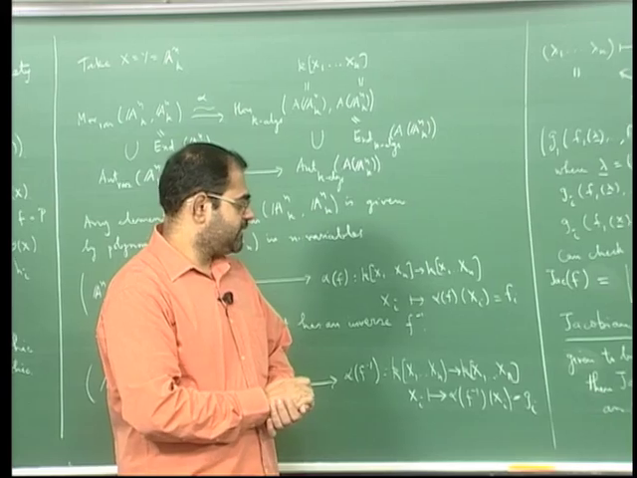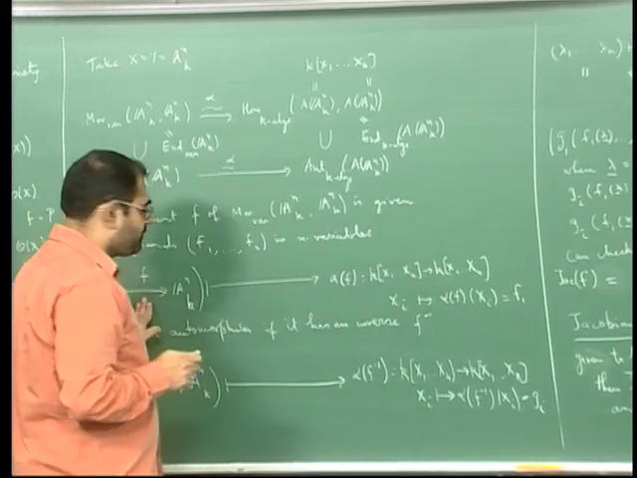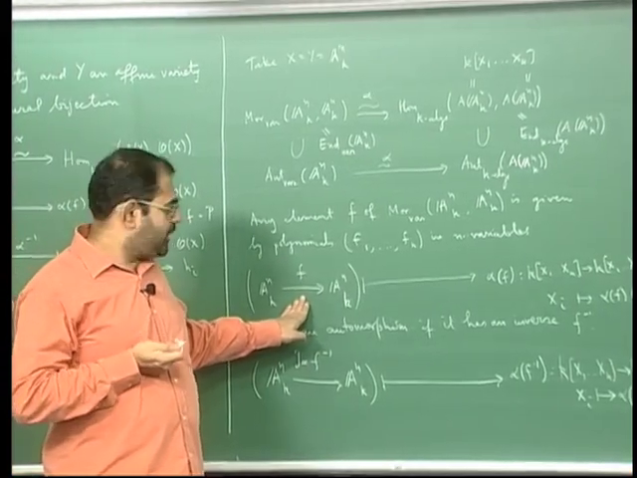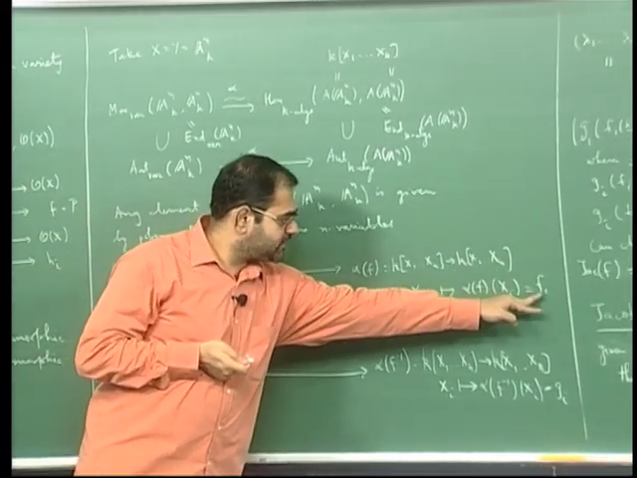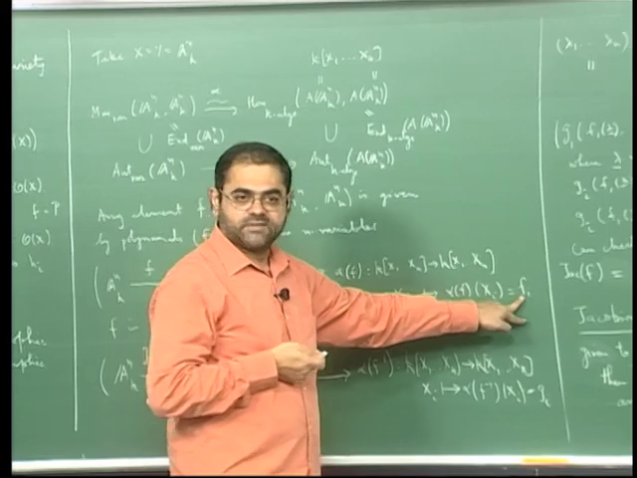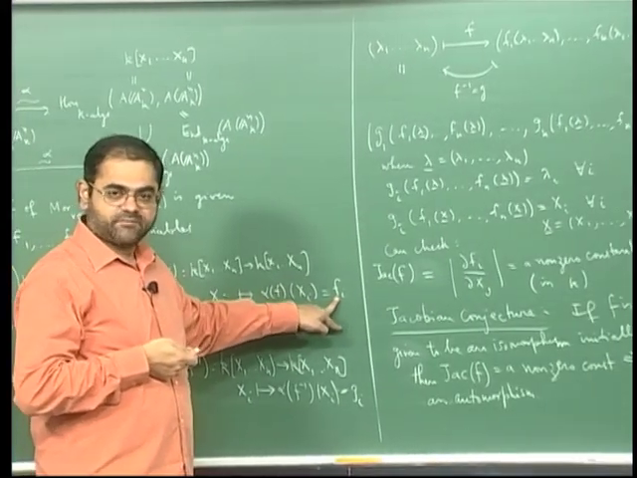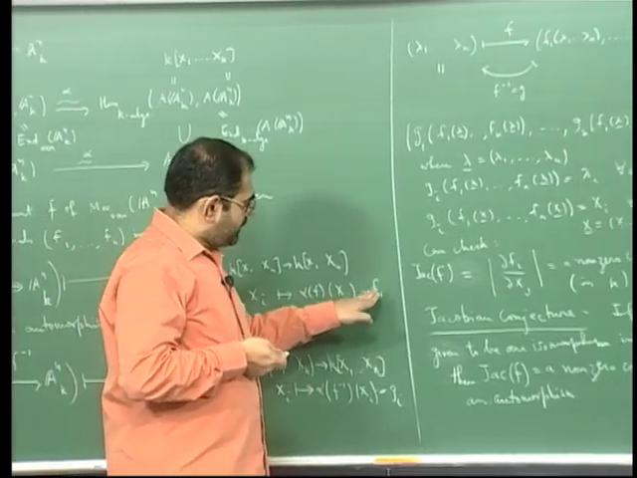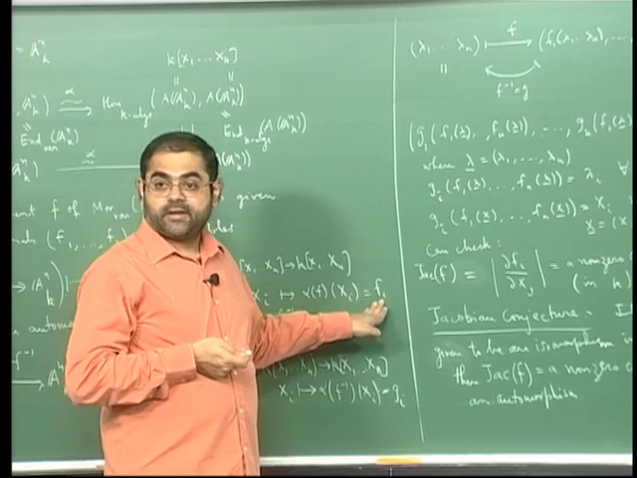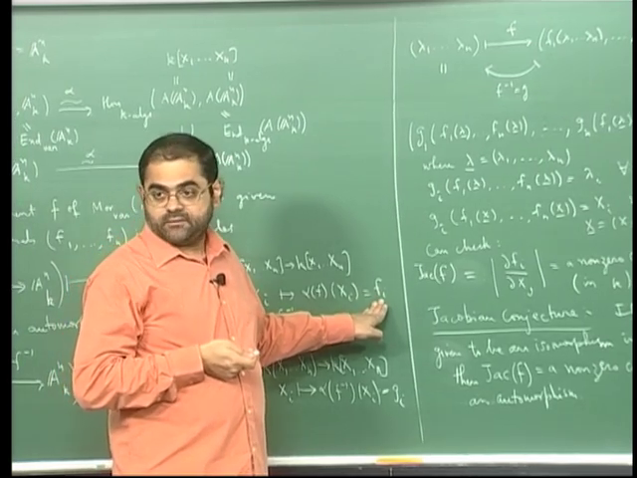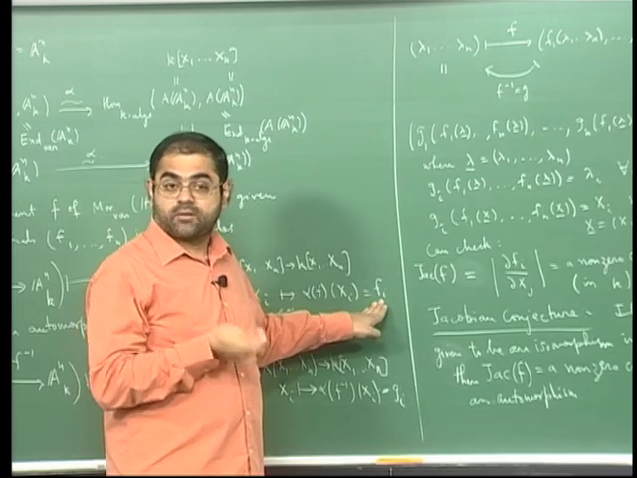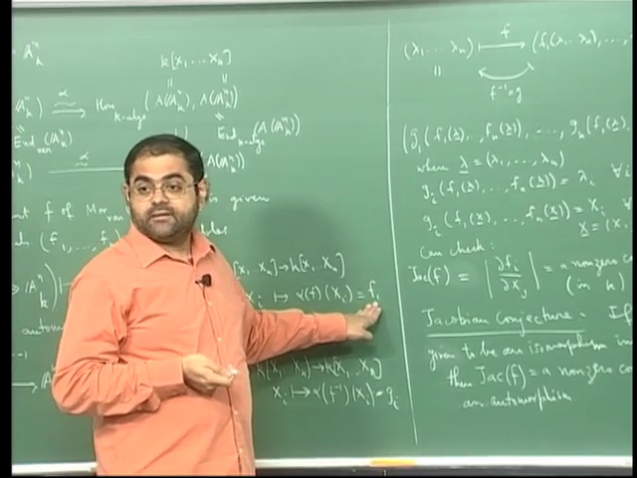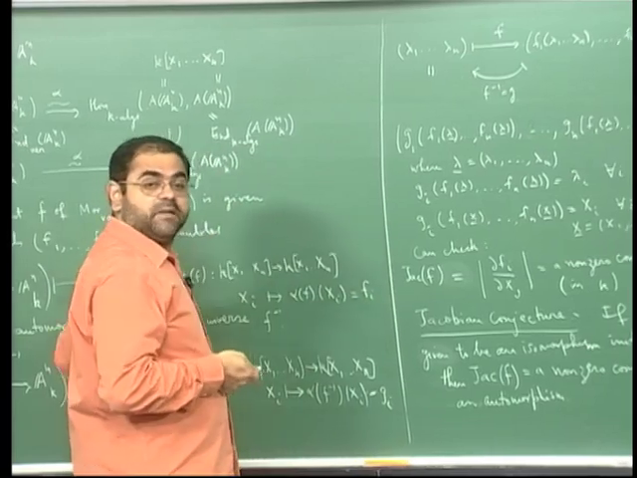The Jacobian conjecture is that if I start with an F which I do not know is invertible, I do not know it is an isomorphism, but suppose I have the condition that if you take the Jacobian of F, namely the Jacobian of these n polynomials that specify F, under this correspondence, in general you expect it only to be a polynomial in n variables, but suppose it turns out to be a non-zero constant polynomial, then the Jacobian conjecture says that F should be invertible.